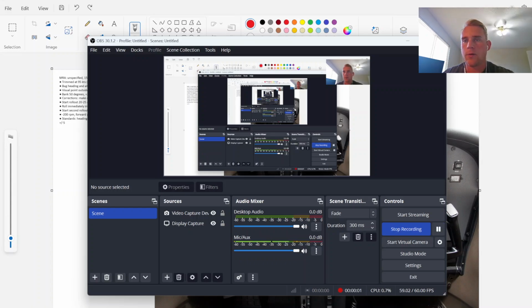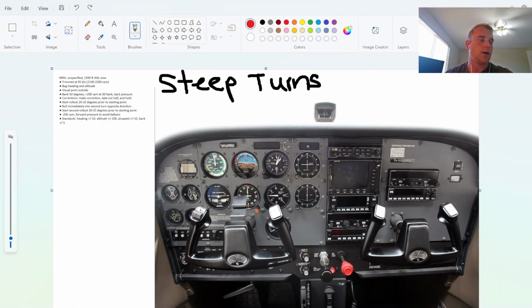Okay, guys, I am going to start my playlist for maneuver guides. This is for the PPL or commercial level. And right here, it says 50 degrees, which is commercial level, but for PPL, you're going to be 45. So same rules apply. I didn't create this, actually, my flight instructor created this.